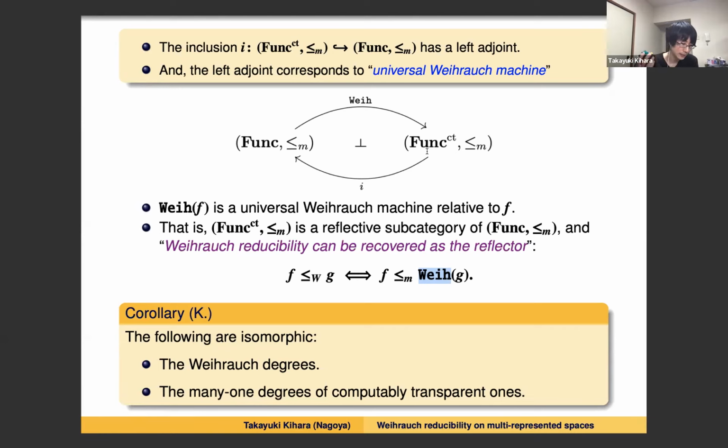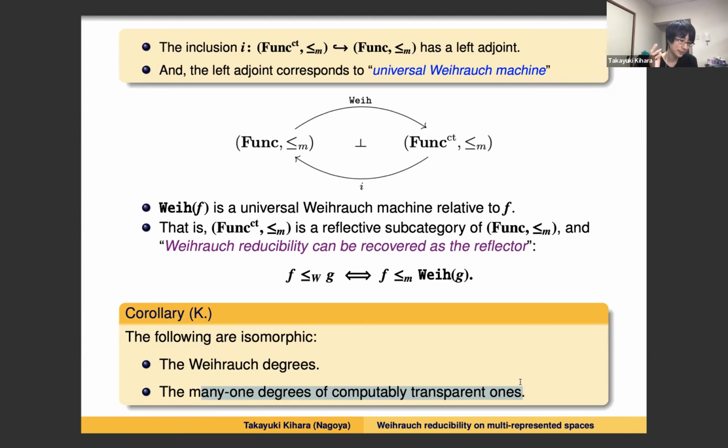So we can consider the left adjoint of the inclusion as a universal Weihrauch machine. Using this, we can show that the Weihrauch degrees of multi-valued functions and the many-one degrees of computably transparent maps are isomorphic. At this stage, we are still talking about Baire space or represented space, not yet about multi-represented space. Anyway, Weihrauch reducibility is something that automatically appears when we have the notion of computable transparency and the notion of many-one reducibility. So in fact, there is no need to define Weihrauch reducibility.